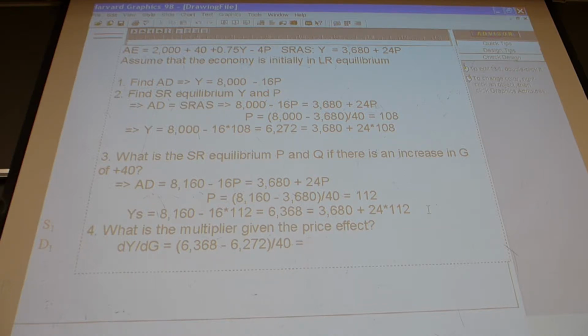So I don't know what we've got there. 6,368 minus 6,272 is 96, divided by 40, which is 2.4. So notice everybody, again, notice what's happening. We're not getting that big multiplier. If the multiplier is 4, you can have government spending and you end up getting it all back in taxes. If the multiplier is 2.4, you're not getting it back in taxes. You get some portion back in taxes. So this is hugely different. You don't get that multiplier.